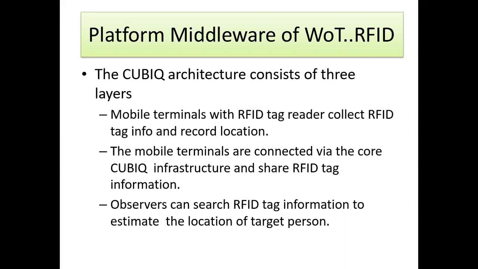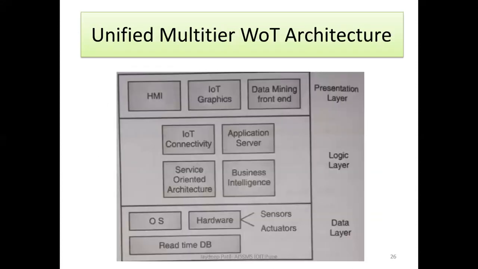Then this data can be searched to locate the specific RFID tag using this architecture. So an observer can search the RFID tag information to estimate the location of the target person. So this is all about the platform middleware for the WOT, that is RFID. Now we have covered the four pillars of the platform middleware of the WOT.